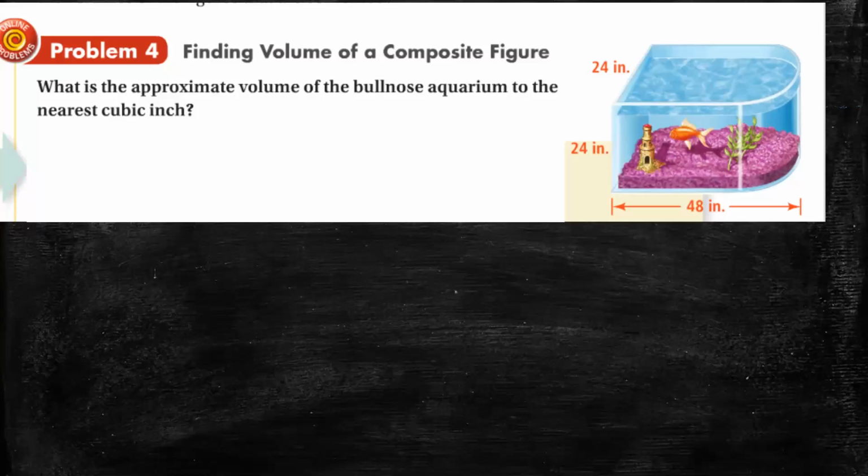Okay. So here now we have to find the volume of this composite figure. Now look at this composite figure here. We have a combination of half of a cylinder, is it right? Here we have half of a cylinder, plus a rectangular prism.